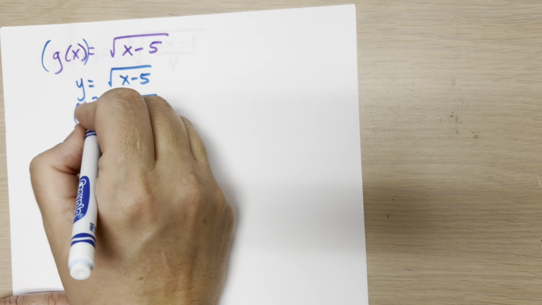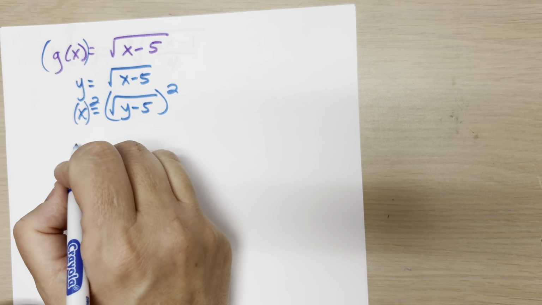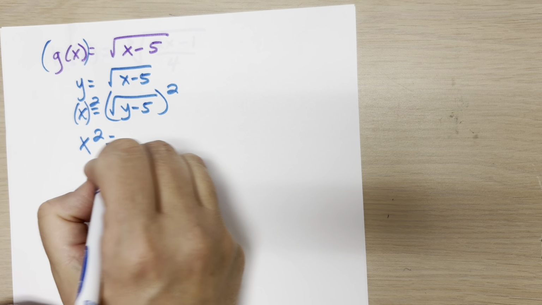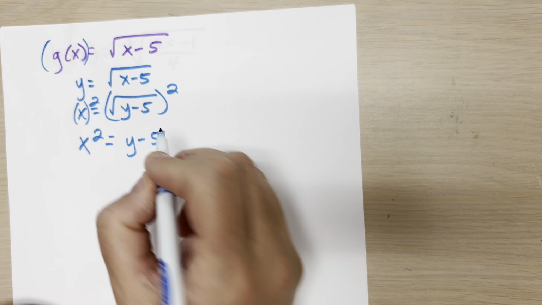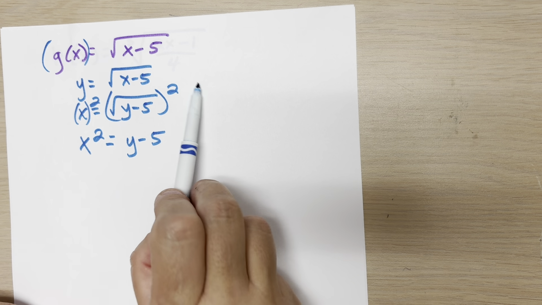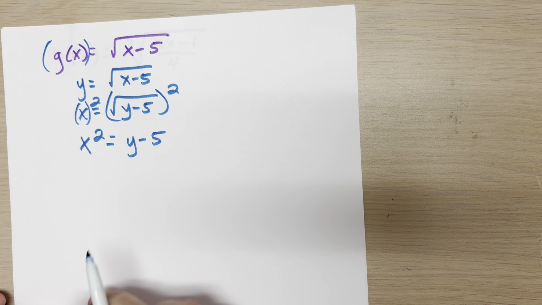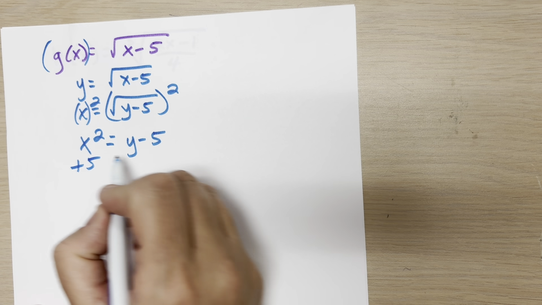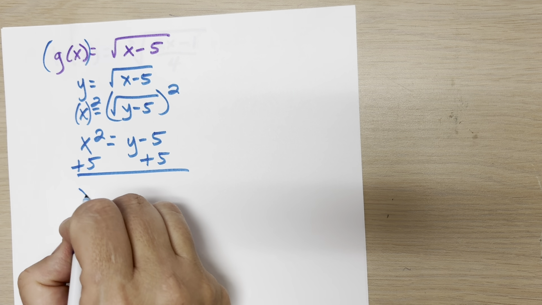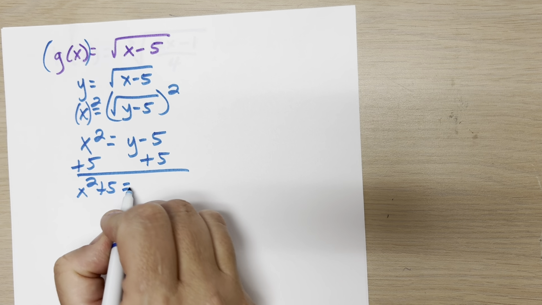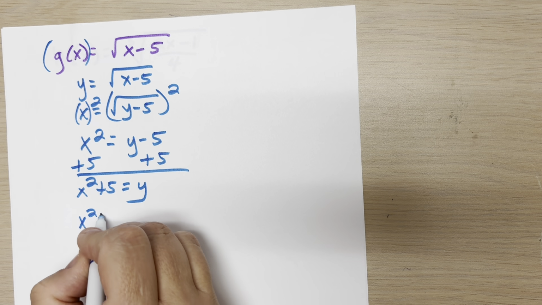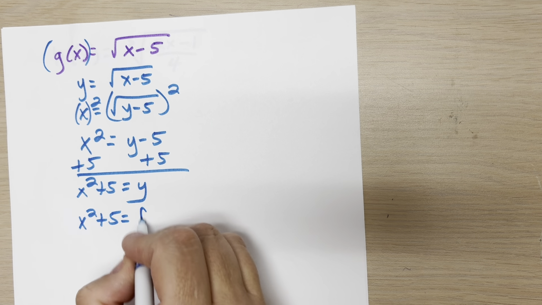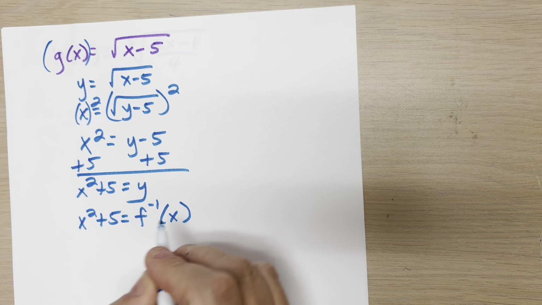Now I can go ahead and square both sides. So I have x squared equals y minus 5. Remember that the square root being squared, their inverse operations are going to cancel out. Then we're going to add a 5 on both sides. X squared plus 5 equals y. And then your final step is to replace that y with f inverse of x.